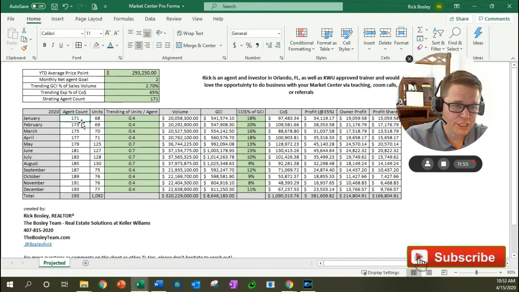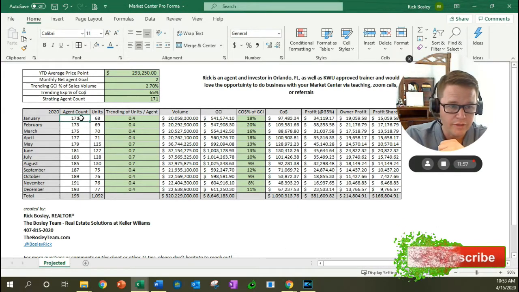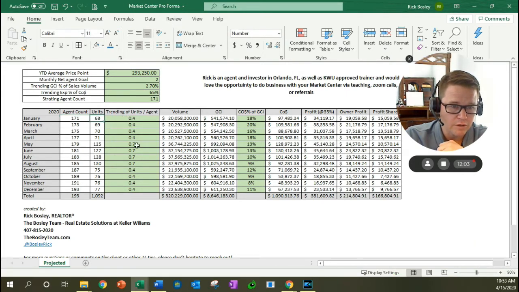We have the agent count. Now, if you net to every month, then you're going to be 171 down to 193. Based off of that, you're going to have 0.4 units. It'll close you out 68 units. With those 68 units, your volume with your average price point will give you 20,058.